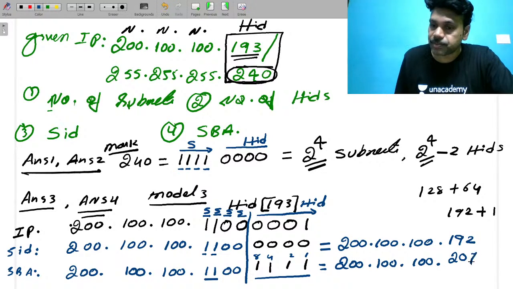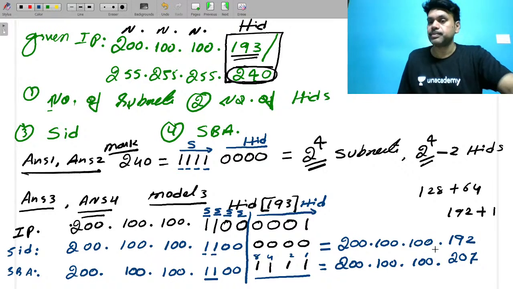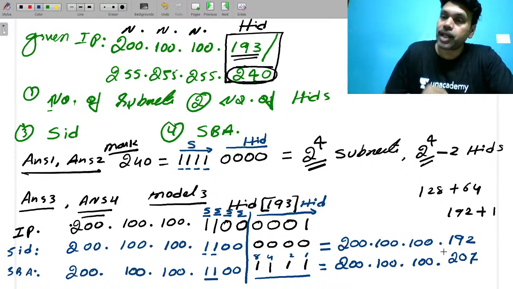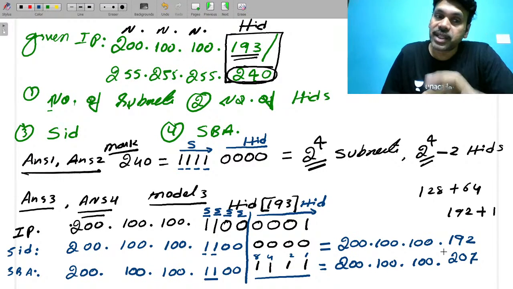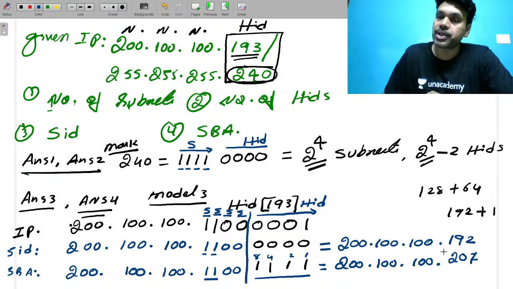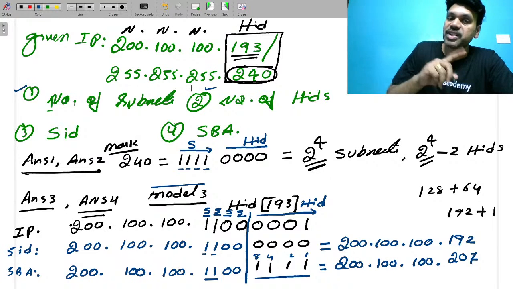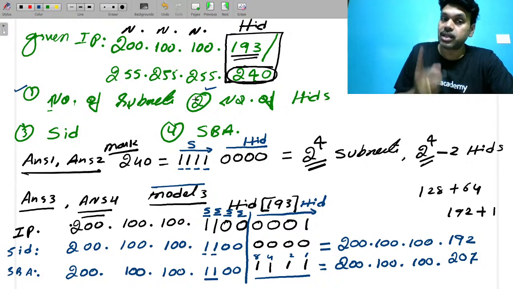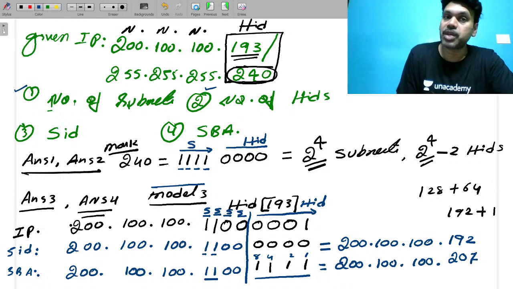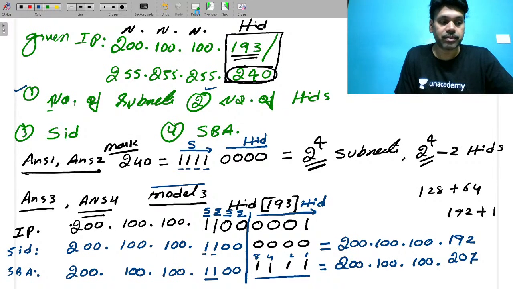Please observe. Okay. Now I want to show you the same answer using model 2. Please learn. What is model 2? Model 2, model 3 and model 1, the first two have no difference. The third and fourth are the difference. How to calculate the subnet IDs using model 2 according to the same question. So I am doing model 2.